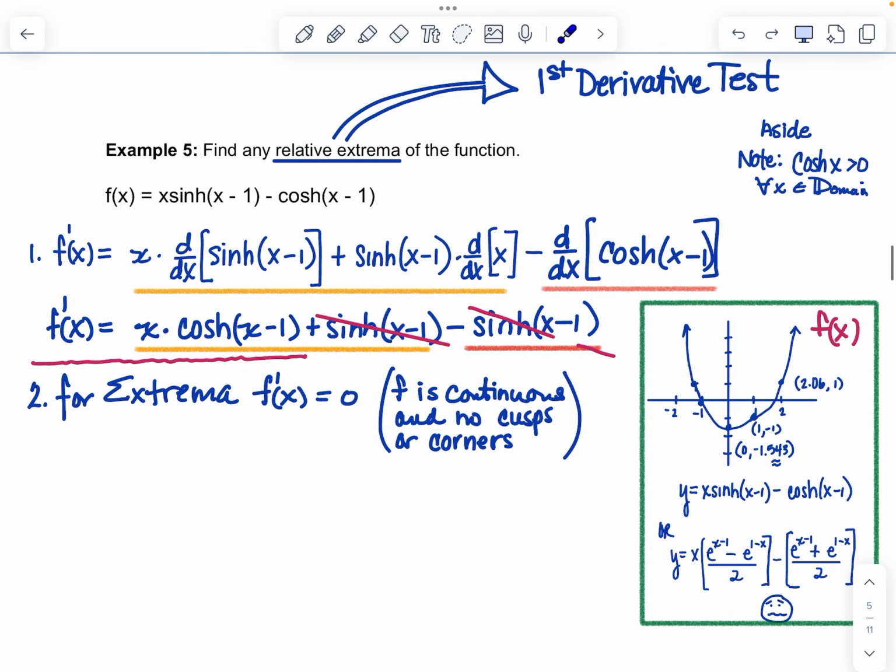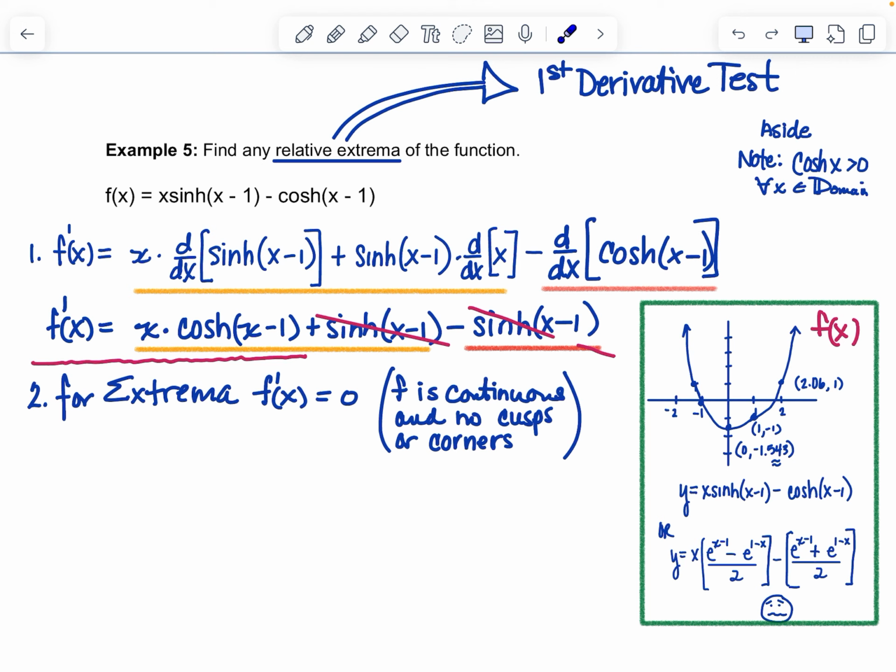Now, in the next one, we're going to find any relative extrema of the function. The function is continuous, and if we use the first derivative test, we say, all right, well, the cosh is always greater than 0, right? For all its domain. So that's kind of nice. The slope exists, it's continuous, and it's greater than 0. So you know little things about the cosh.